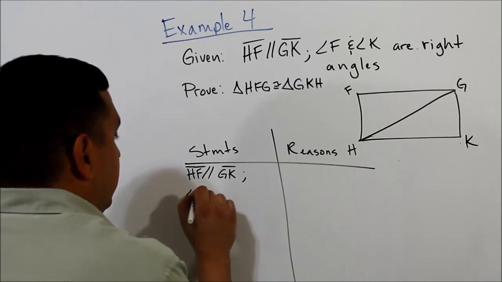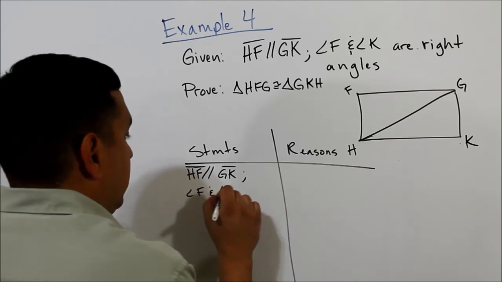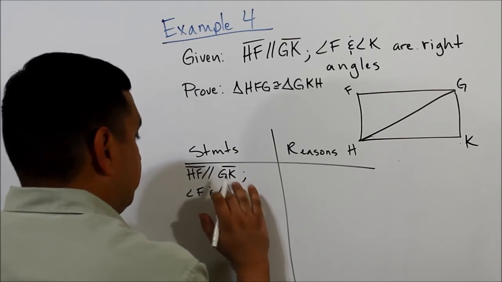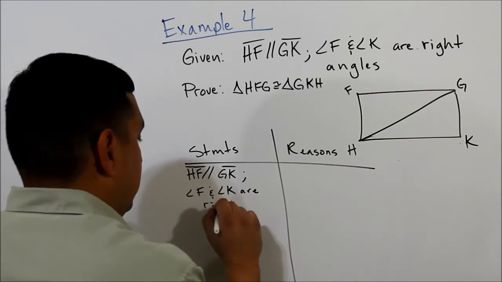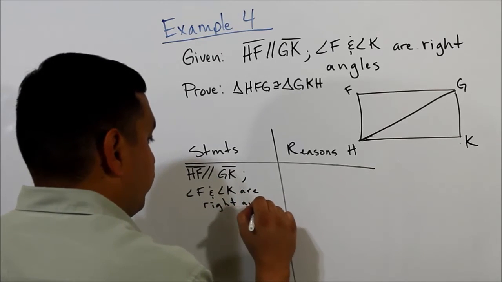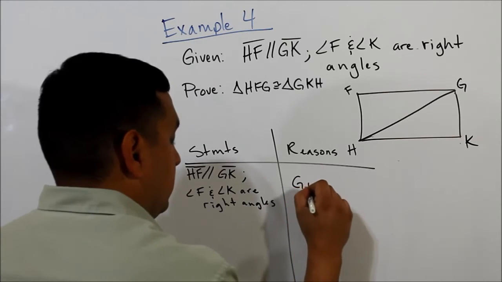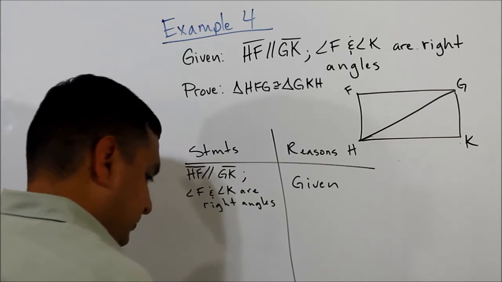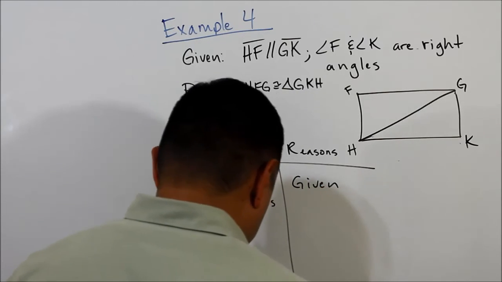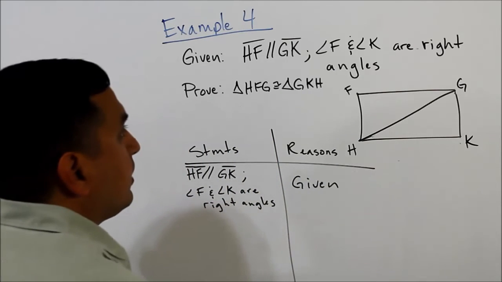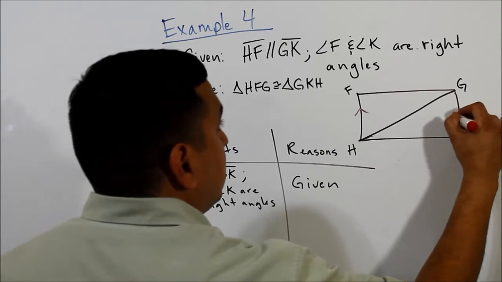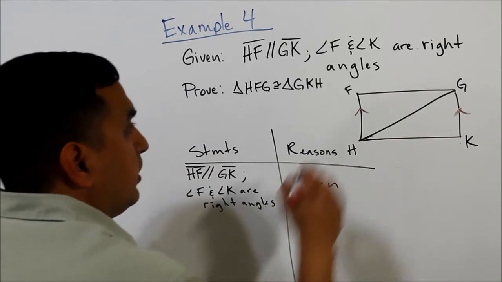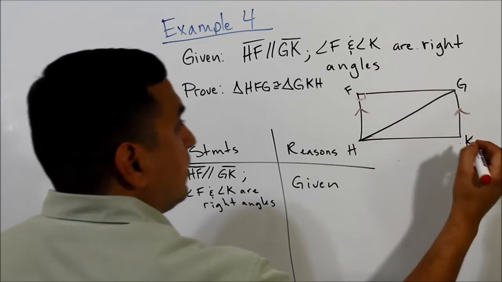And I know that angle F and angle K are right angles. I don't know if that's given, so I'm going to go ahead and mark that so I can kind of see what I have to work with. I know this side is parallel to this one, and I know that I have a 90-degree angle here and here.